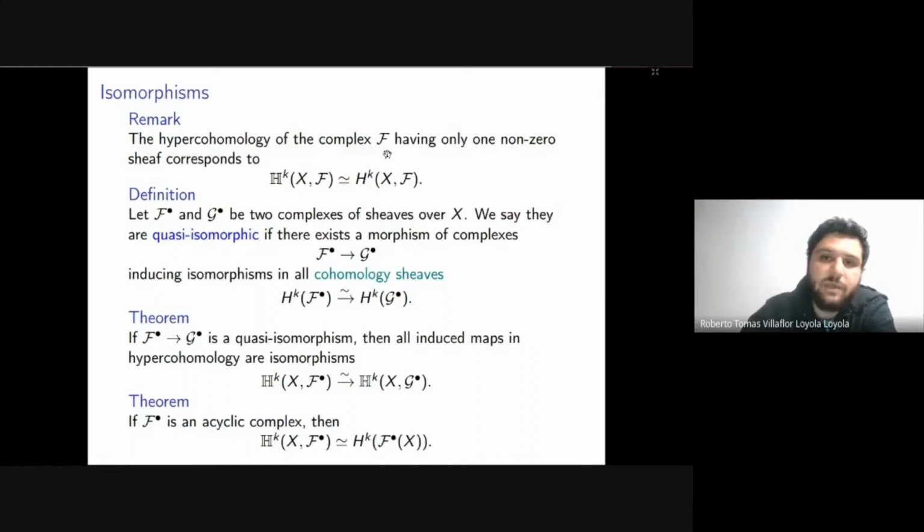So note that if we combine the first remark with the last theorem, we will see that in the case where we have only one sheaf F, and we take F dot to be an acyclic resolution of F, we will have that the hypercohomology of F, which is the usual sheaf cohomology of F, is isomorphic to the hypercohomology of F dot. This is due to the previous theorem because F and F dot will be quasi-isomorphic. This is exactly the fact that F dot is a resolution of F. And so since this resolution is acyclic, we will get that the sheaf cohomology of F will be isomorphic to the hypercohomology of F dot, which in turn will be isomorphic to the cohomology of global sections of F dot.